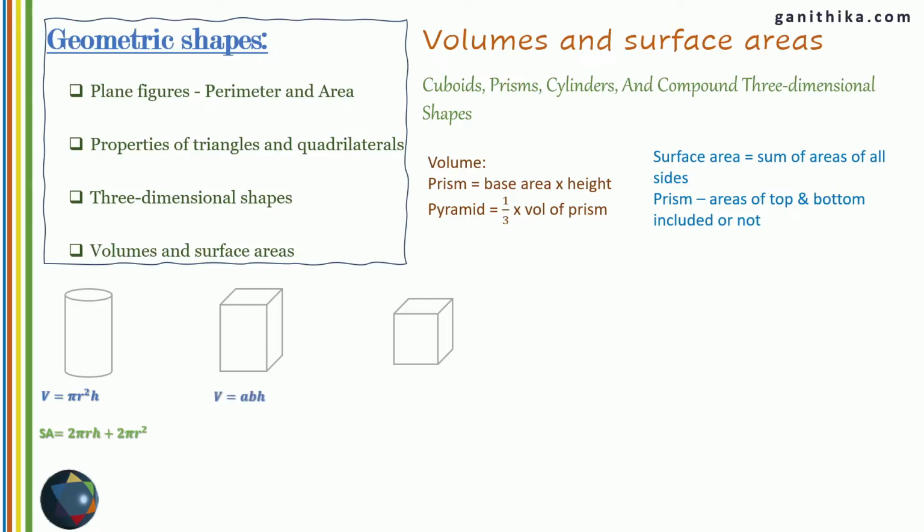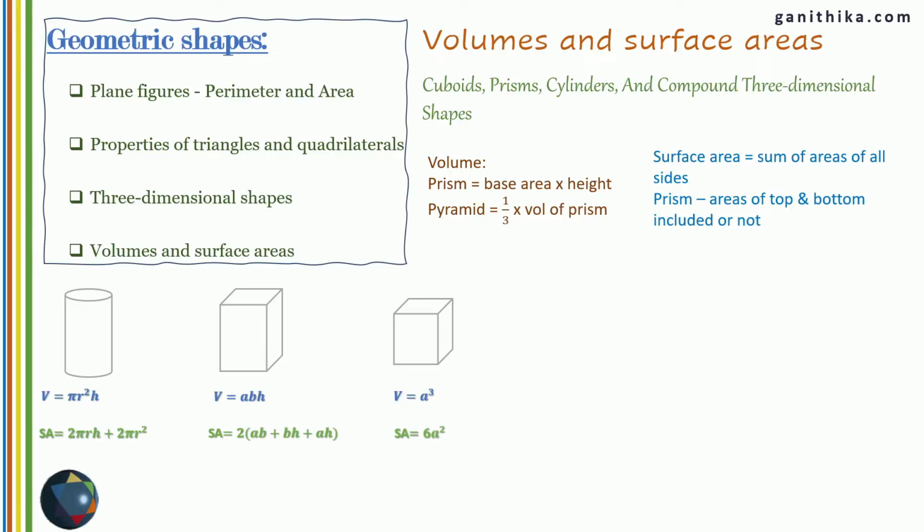Let's proceed to the cuboid. If A, B and H are the dimensions of the cuboid, then the volume is A times B times H, which is simple, right? For the surface area, you have to add the areas of all the different sides: 2AB plus 2BH plus 2AH. Again, I'm insisting, if any of the sides are open or closed, you have to adjust this formula accordingly. For a cube, all the sides are equal to A, and therefore V is equal to A cubed.